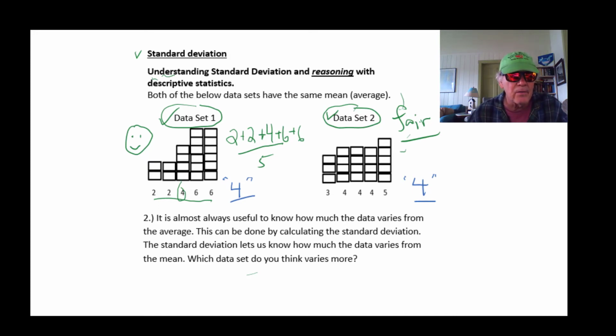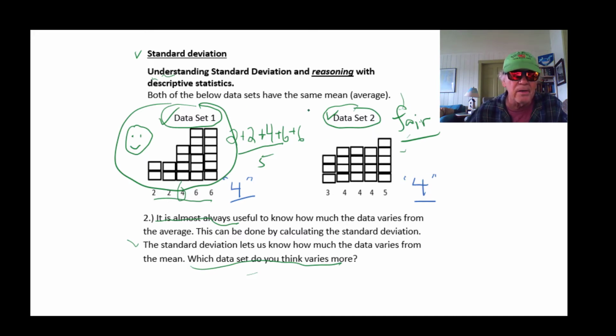It says it is almost always useful to know how much the data varies from the average. This can be done by calculating the standard deviation. The standard deviation lets us know how much data varies from the mean. Which data set do you think varies more? And hopefully you answered this one here, varies more. And when we calculate the standard deviation, we're going to see that the standard deviation of data set number 1 is going to be higher than the standard deviation of data set number 2.